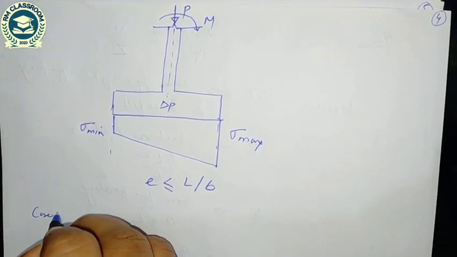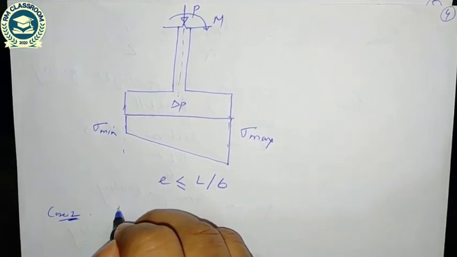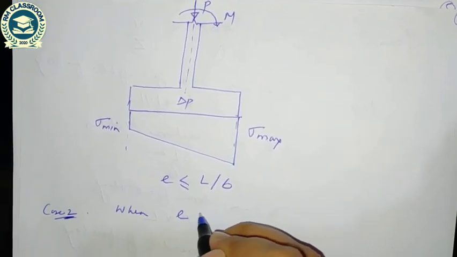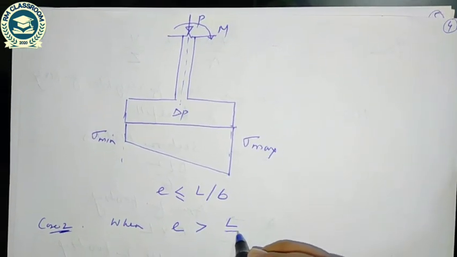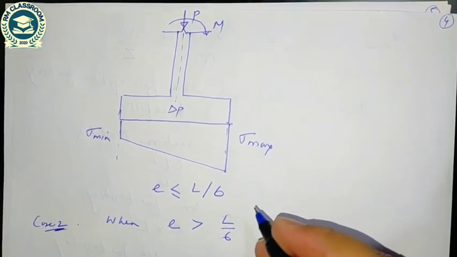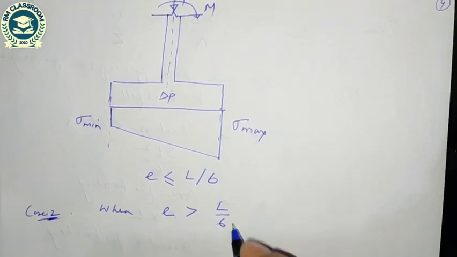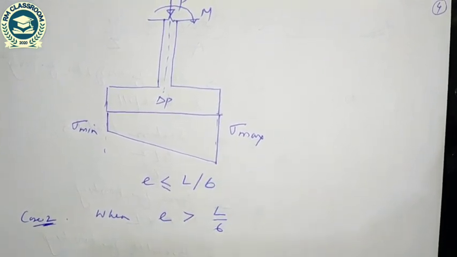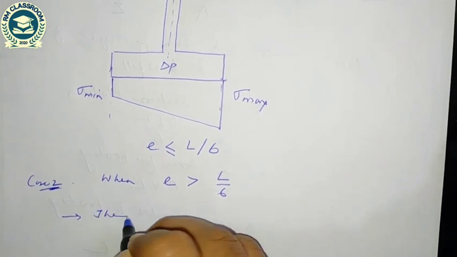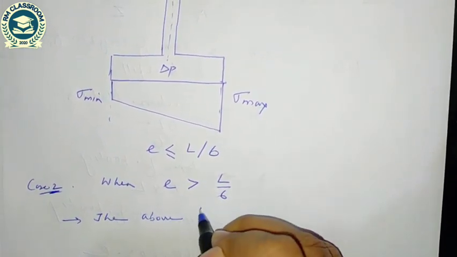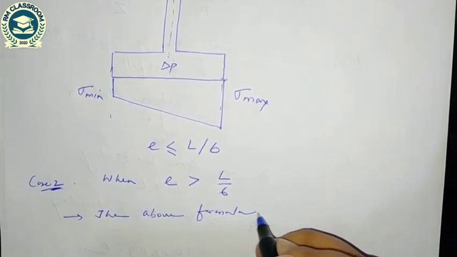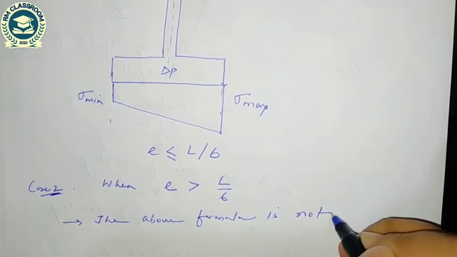Now I am going to discuss the second case, when E is greater than L by 6, where L is the length of footing. When E is greater than L by 6, the above formula is not valid.